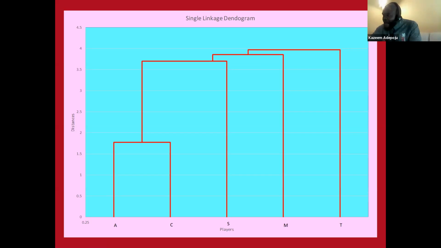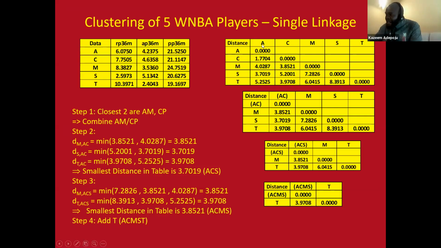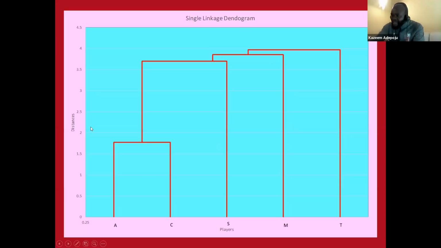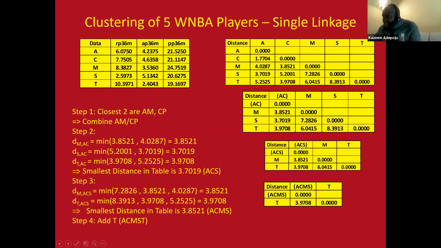Okay, I'm going to take you back now. We are able to match A and C because of this, 1.7704. You're actually going to show that here. This is the distance against the players. So initially, when I started, we matched A and C. And what was the minimum distance between A and C? It was 1.7 something. And after merging A and C, what was the next thing that we merged? It was AC and S. And what was the minimal distance to be able to merge AC and S? The minimal distance was 3.8521.